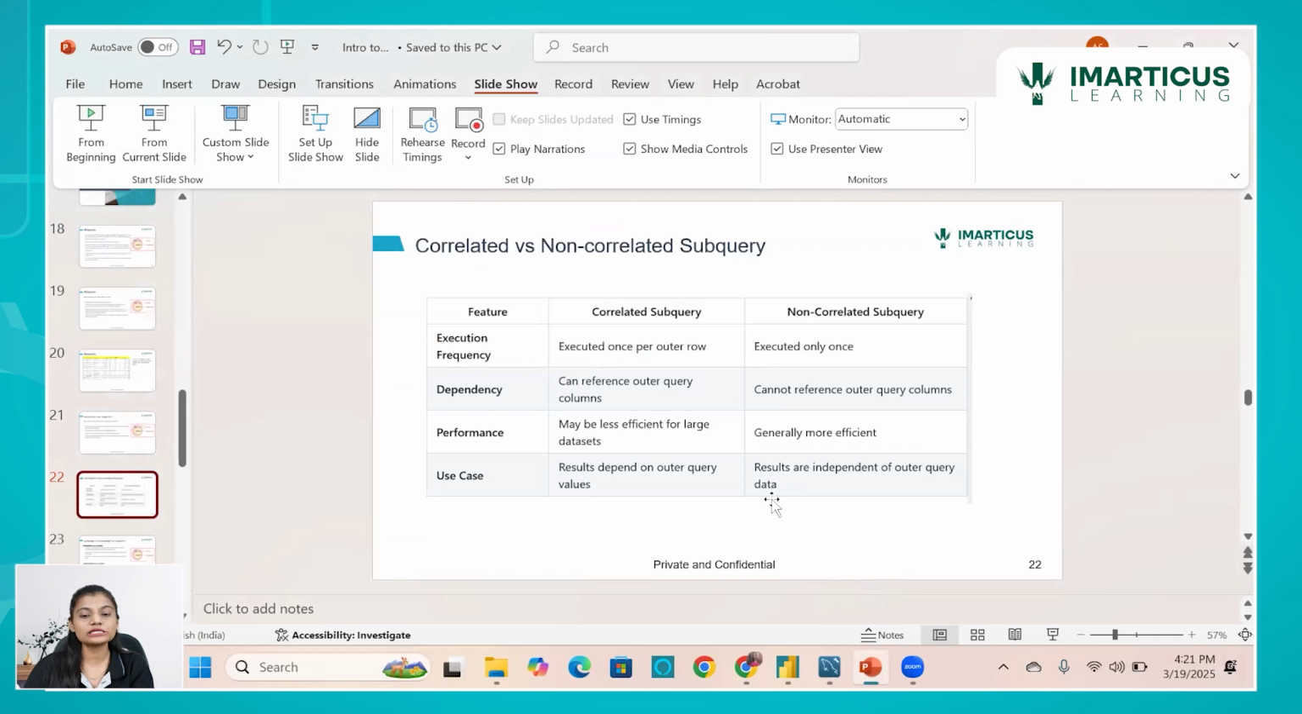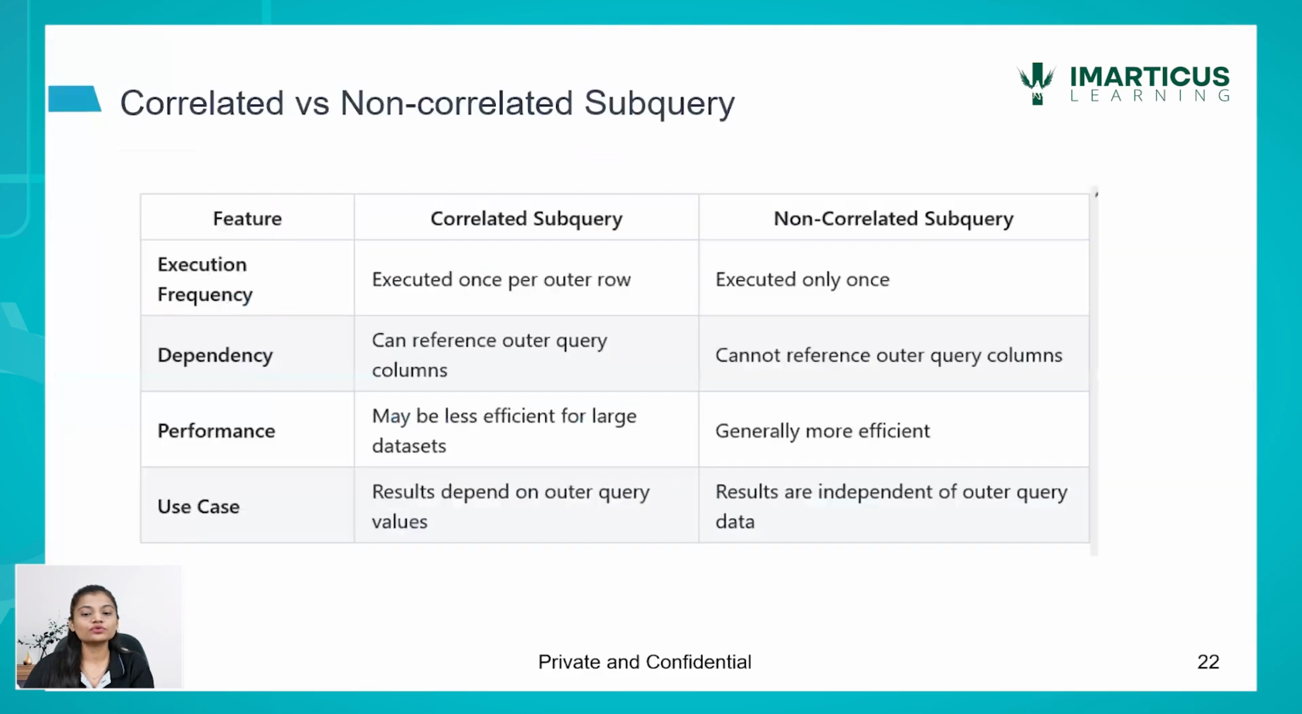You will usually see a non-correlated subquery used a lot as compared to a correlated subquery, just because correlated subqueries can certain times be computationally heavy. So they are used when you have less data in the outer query or less data in your inner query.